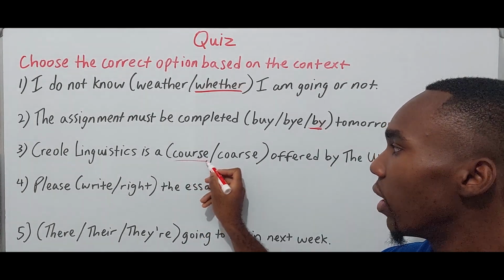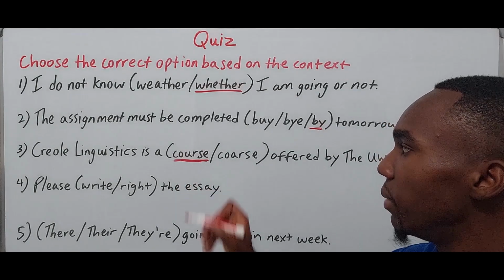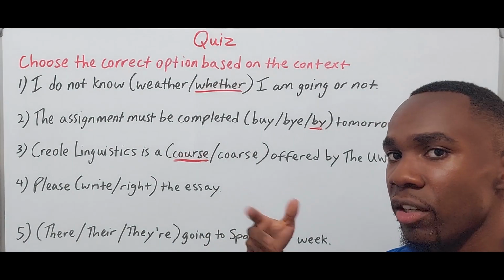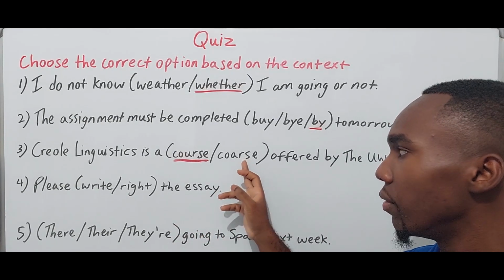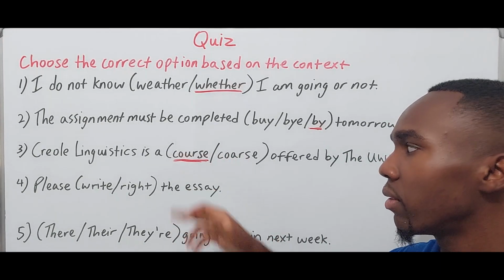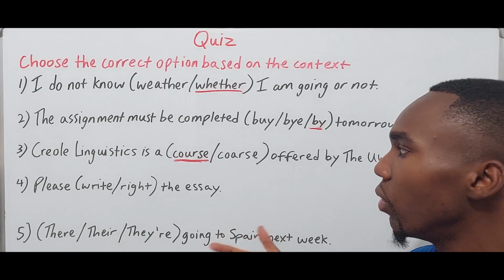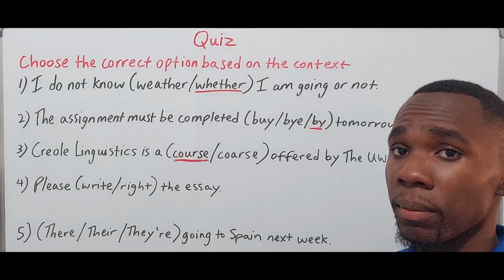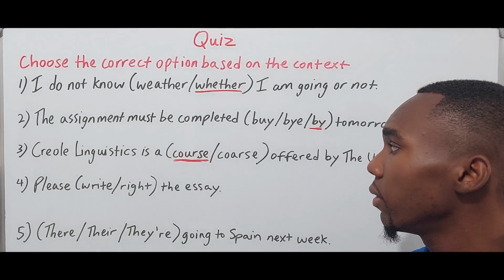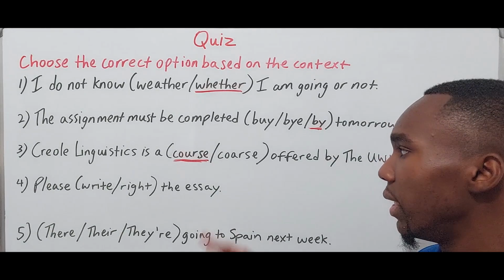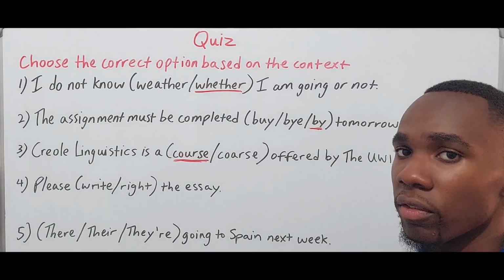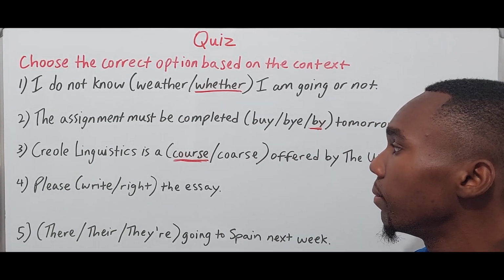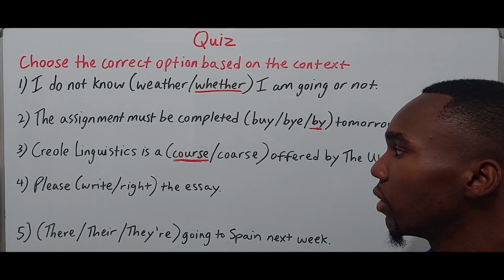Right, COURSE. We want this course because the other one, coarse, refers to a surface being rough. That is an adjective, and this will be a noun. But COURSE would refer to a program of study, right? And the other will refer to the texture of something, like for example, coarse hair, meaning rough. So COURSE is what we're looking for.